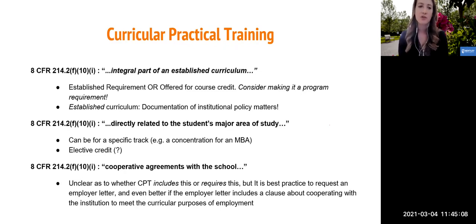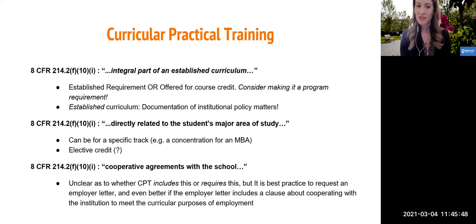The next clause I want to talk about is that it is directly related to the student's major area of study. This is probably the least nuanced of these 3 clauses, but I think it's important to mention because there is guidance that states that it is okay if it's for a specialization. For example, we are a business school at Bentley, and even in the guidance that is offered, it says if a student is doing an MBA program and has a specialization in marketing, not necessarily their major, but a specialization, and there's an internship within that marketing department, that is permitted.